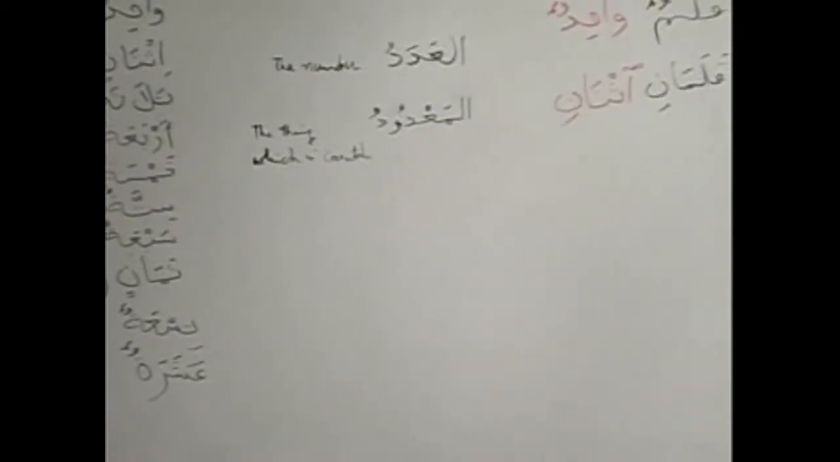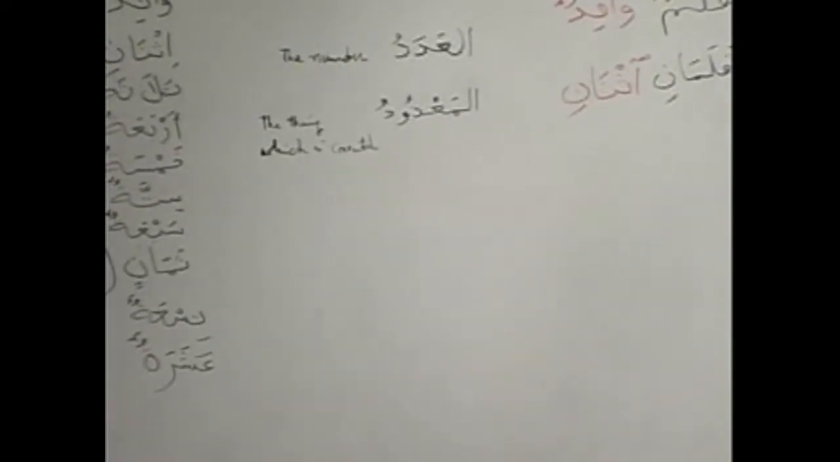Now, number 1 and number 2. Are you with me, brothers and sisters? Number 1 and number 2, when they come, they are always a khabar, a 'not'. Always a 'not'. Number 1 and number 2 is always a 'not'.